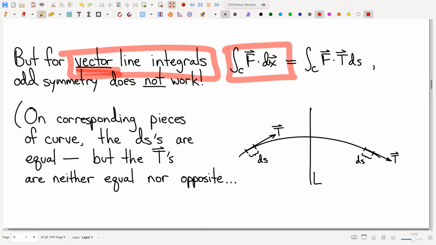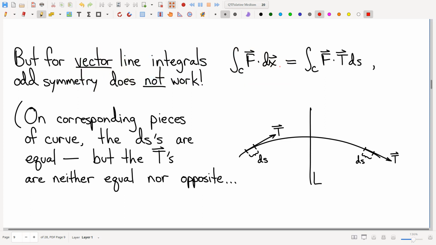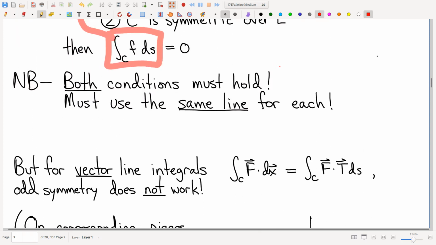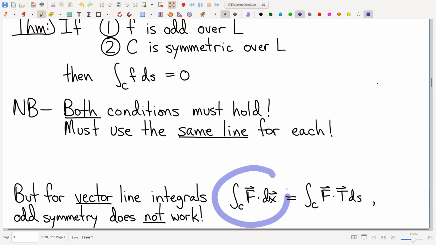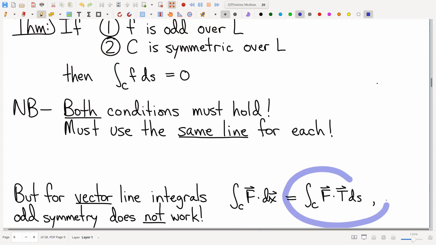All right, so got to keep that in mind. You got to restrain yourself from trying to do such a thing. Now, here's what you can do, and this is a good idea sometimes. If you are looking at a vector line integral, you can rewrite your vector line integral like this.